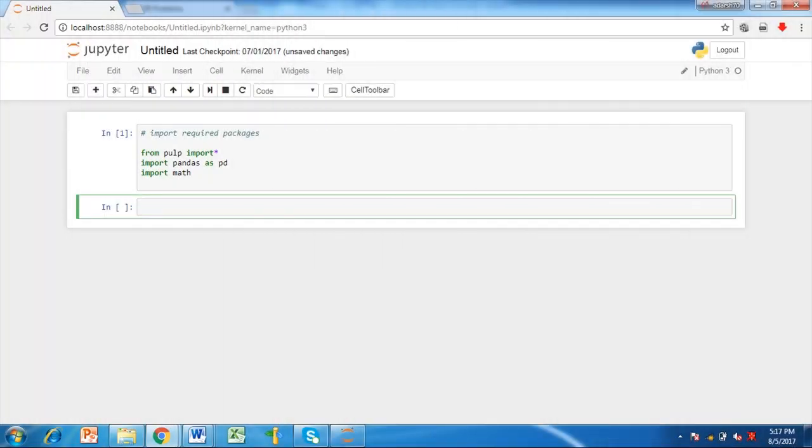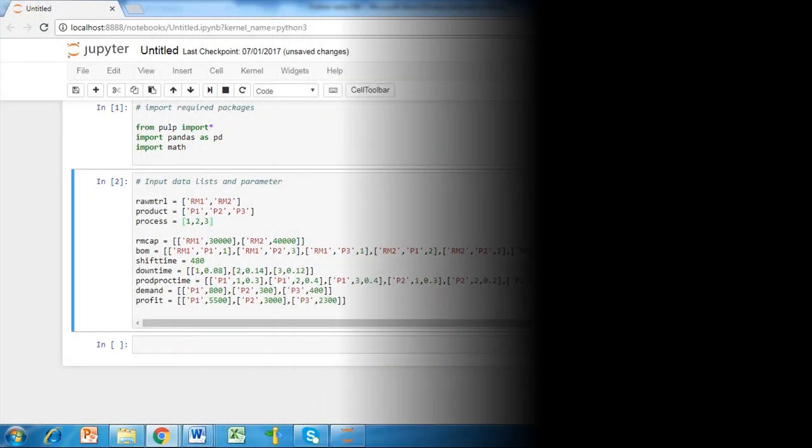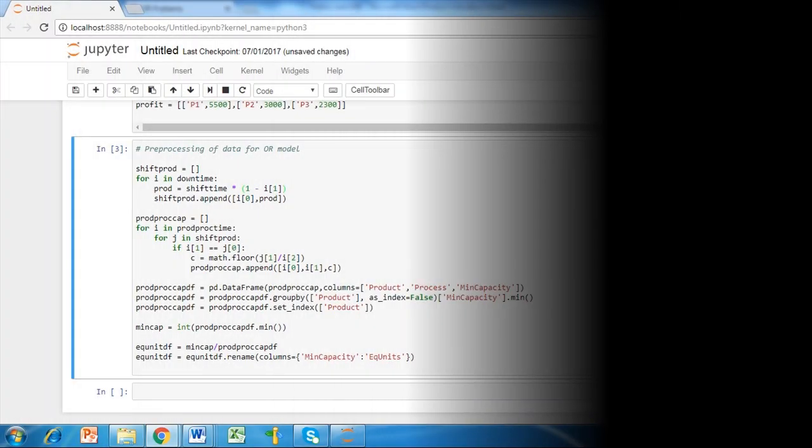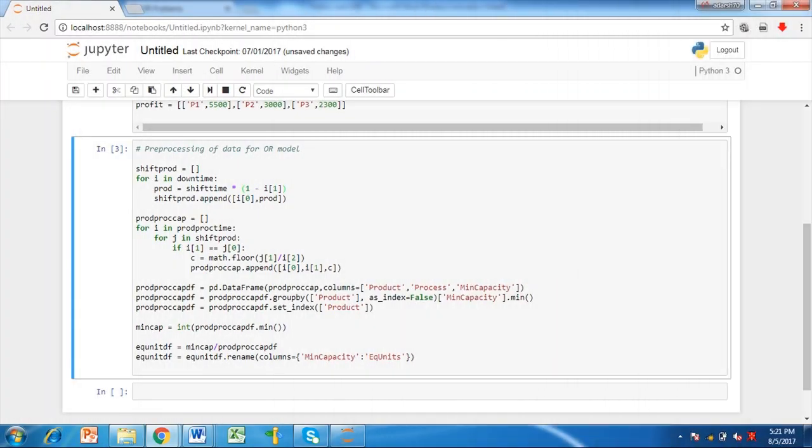PuLP, Pandas and math packages, for operations research solving, data manipulation in Python and mathematical operations, are loaded. All the data is loaded. The problem consists of 2 raw materials and 3 end products produced from 3 processes. Alongside we also load all the parameters of the model. Next we do pre-processing of data for equivalent units and minimum capacity.